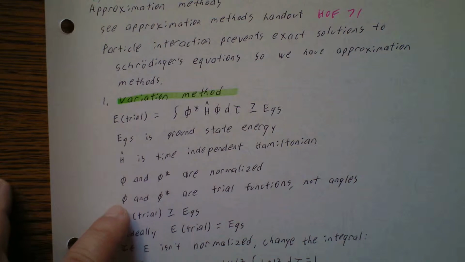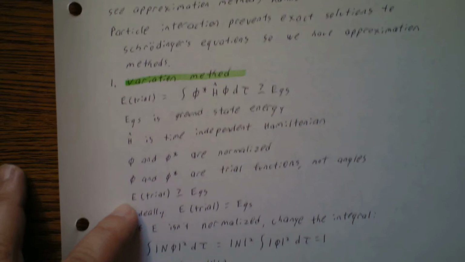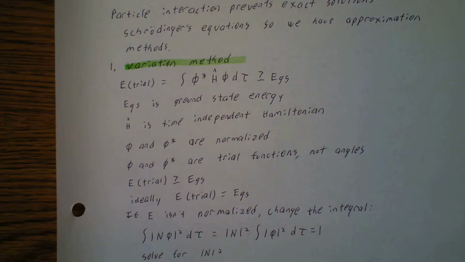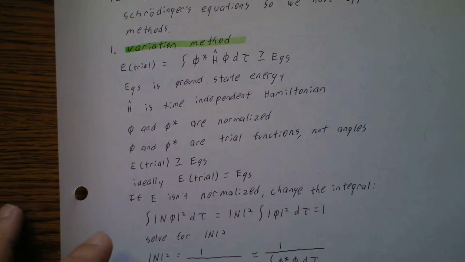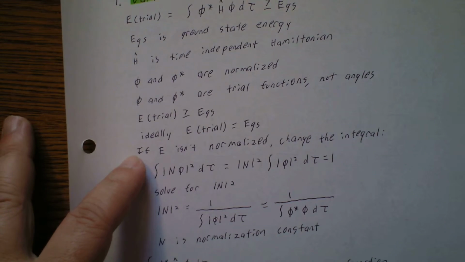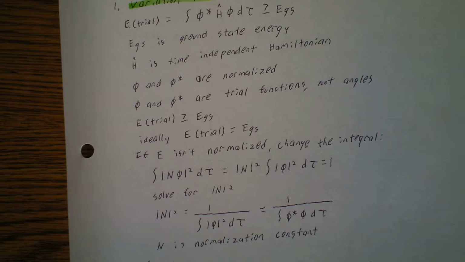So phi and phi star, they're trial functions, not angles like in the previous section. And our energy for our trial solution is going to be greater than or equal to the energy of the ground state. So ideally, our energy for the trial should be equal to the energy of the ground state. So if phi isn't normalized, then we're going to have to change the integral.